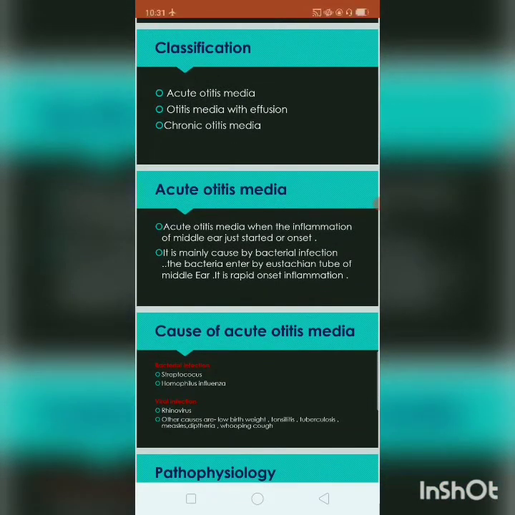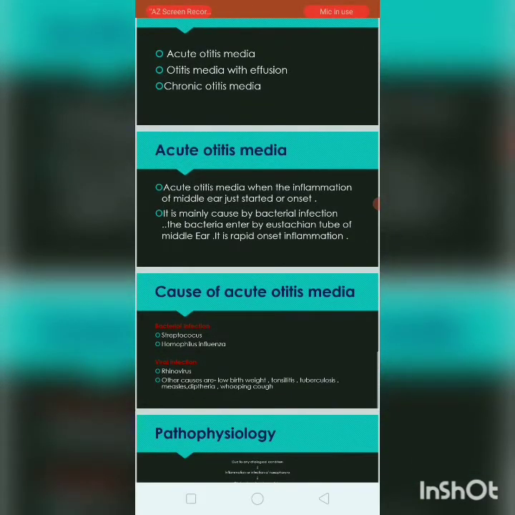Acute otitis media, the name itself we understand. Acute means the onset of any infection, or the starting of any infection. So acute otitis media is when the inflammation of the middle ear has just started or is at onset. It is mainly caused by bacterial infection. The bacteria enter the middle ear by the eustachian tube. It has a rapid onset of inflammation.